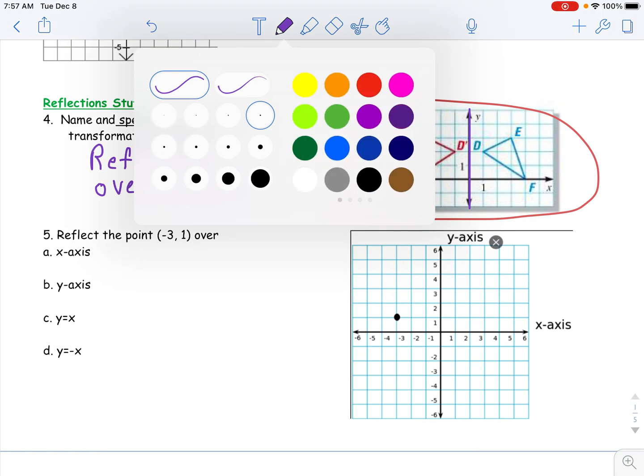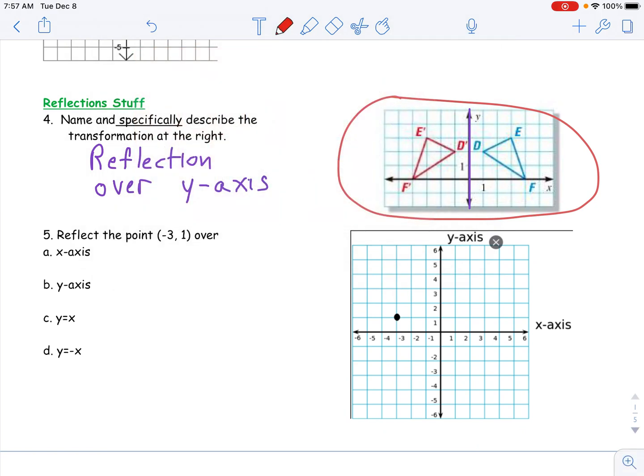Give me a good color. Someone shout out a color. Ooh, telepathically, I heard someone just say red in their head. So we're gonna do this first one in red.